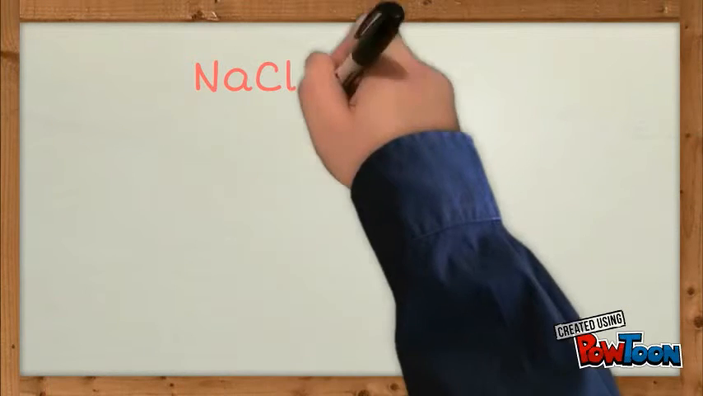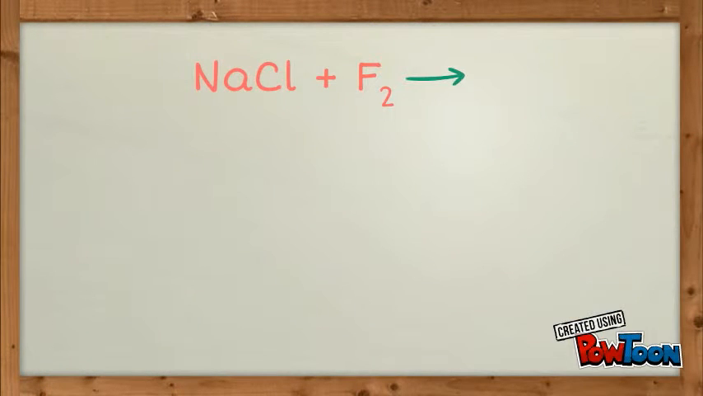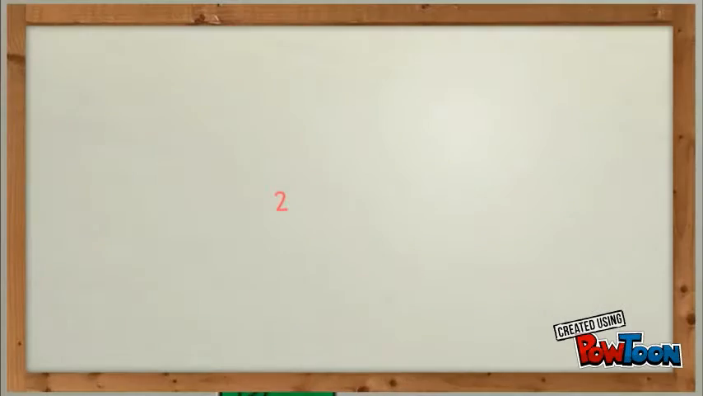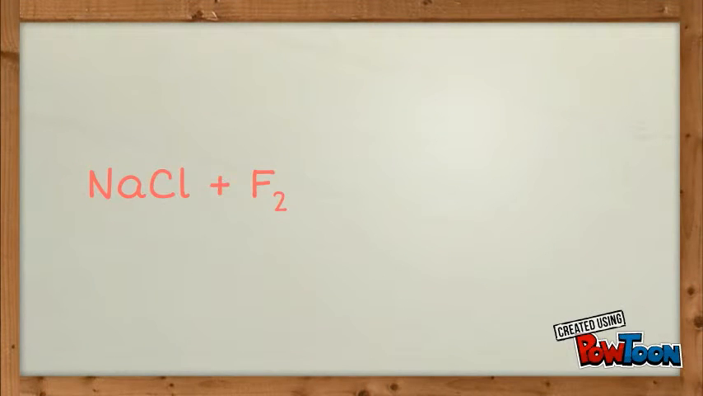In our second example, NaCl plus F2, you can see that we're using halogens. So then you're going to look at your halogen column on the periodic table and see that fluorine comes before chlorine. So that means they switch, becoming the equation NaCl plus F2 produces NaF plus Cl2. Both sides are already balanced, so you're done.